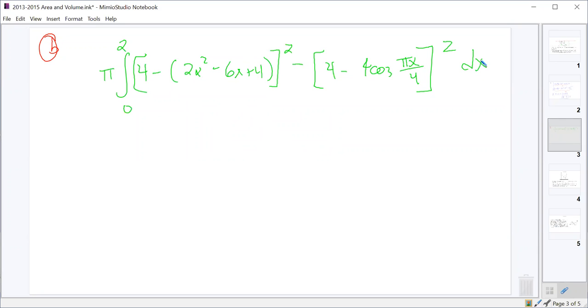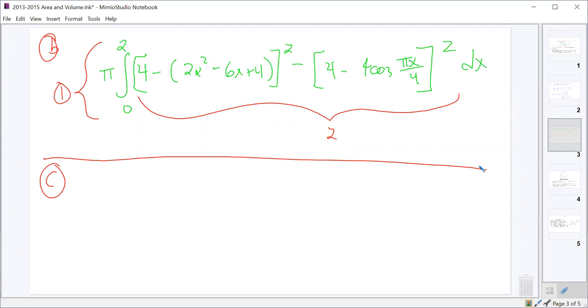And that was it for that one. You got 2 points for having the correct stuff on the inside, and 1 point for having the correct limits and constant on the outside. Any questions on part B?